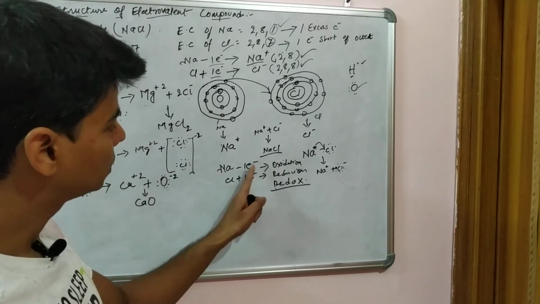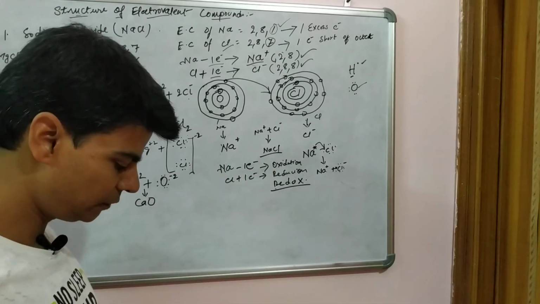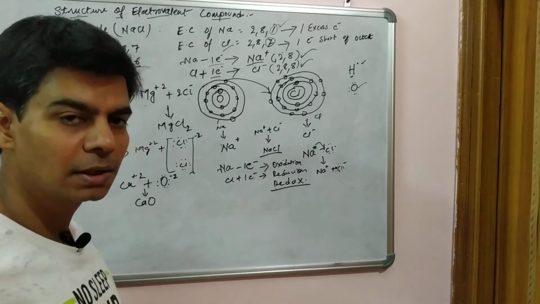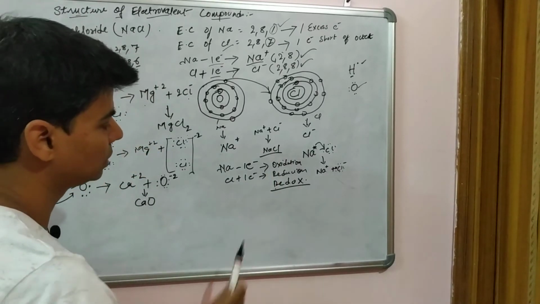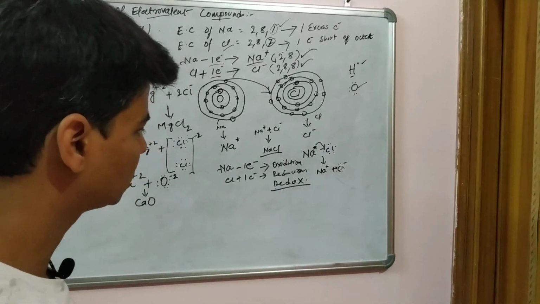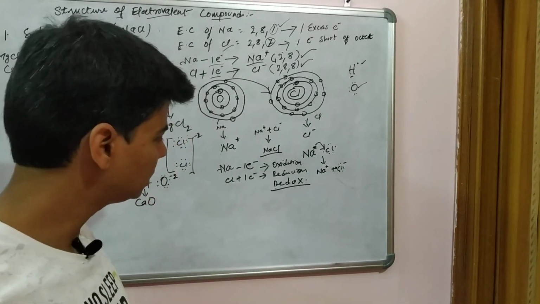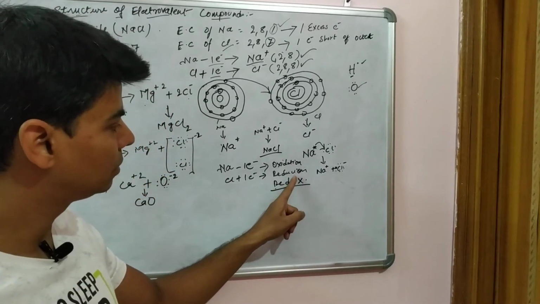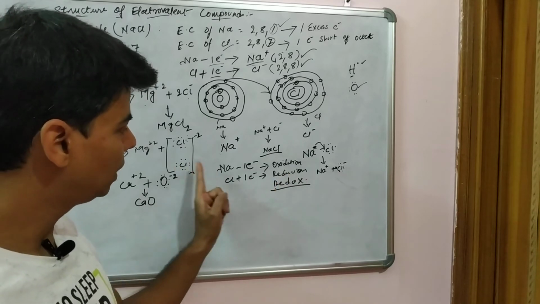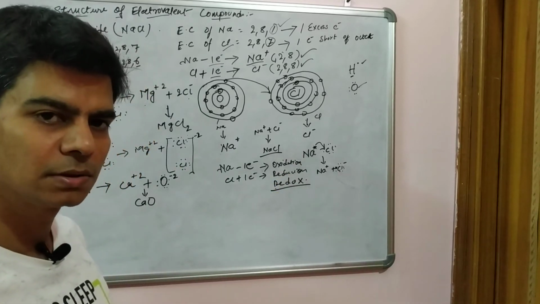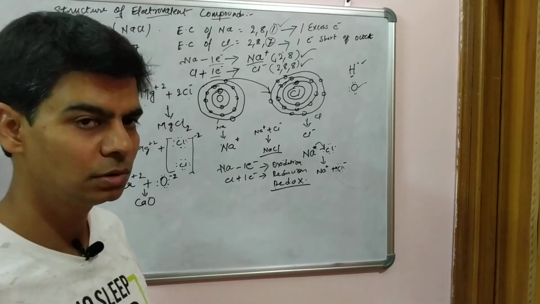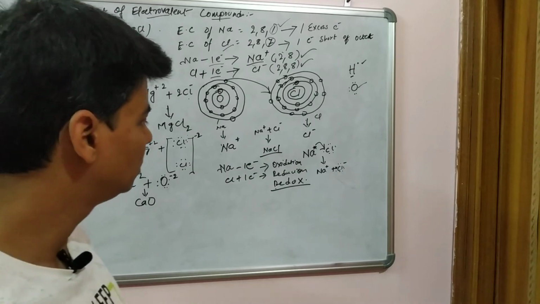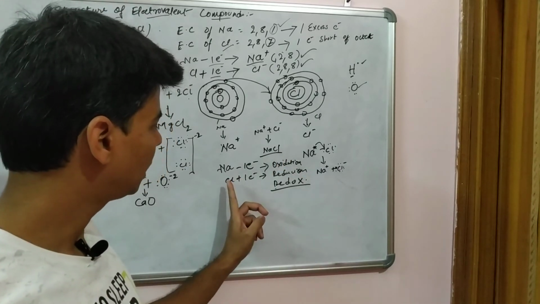We call the metals, since metals have tendency to lose electrons, right? They are called reducing agents. Similarly, non-metals, chlorine has tendency to gain electrons. These are known as oxidizing agents, right? These are oxidizing agents, and these are reducing agents. Reducing agents, since they can lose electrons and can reduce other non-metals, and these can gain electrons.